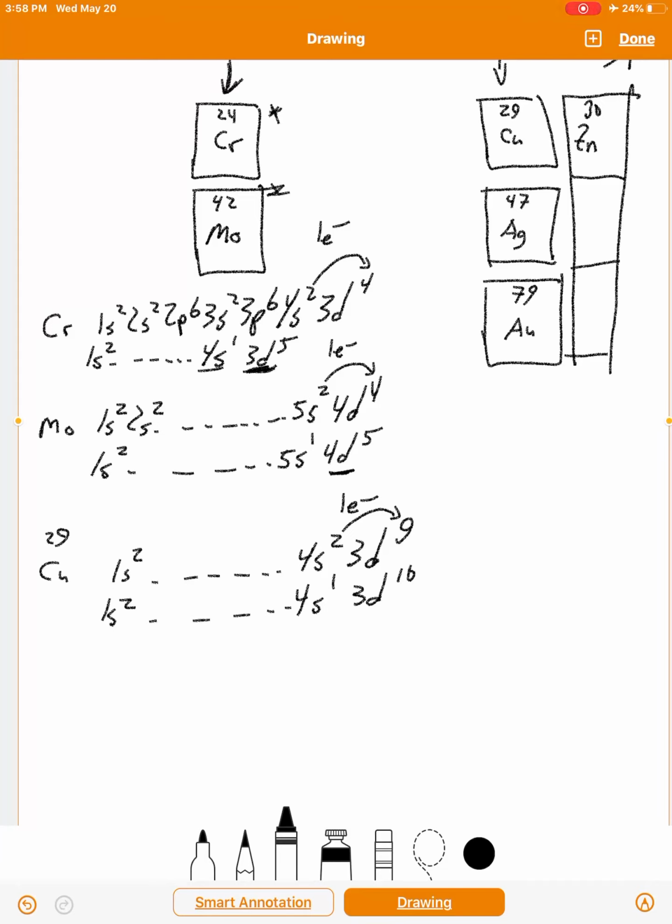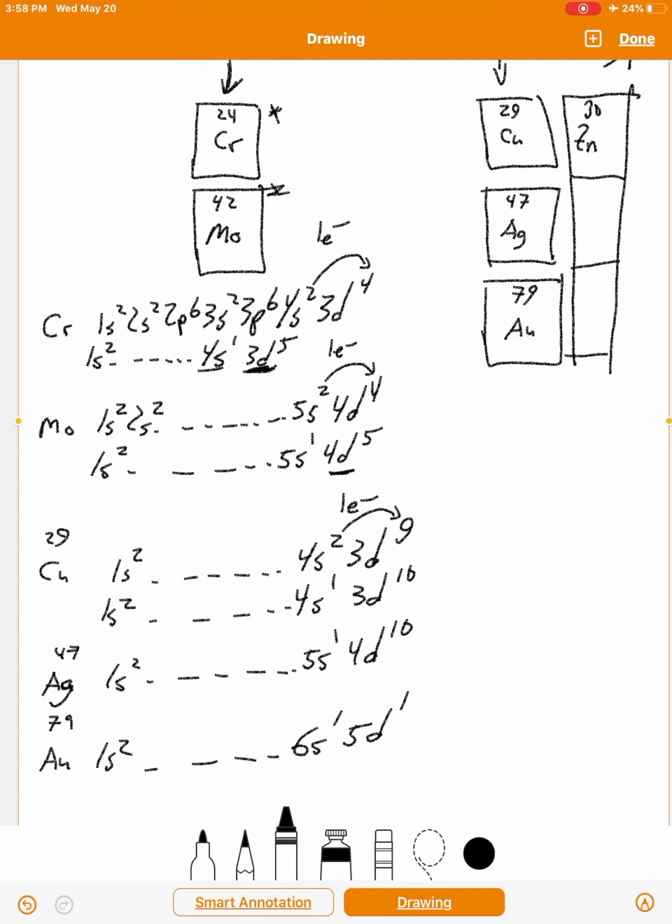Same thing happens for silver and gold. For silver, it goes to 5s1, 4d10. And for gold, it goes to 6s1, 5d10. So promotion for those 5 elements. Those are the exceptions. There are others as well, but those are the ones that are sort of famous.